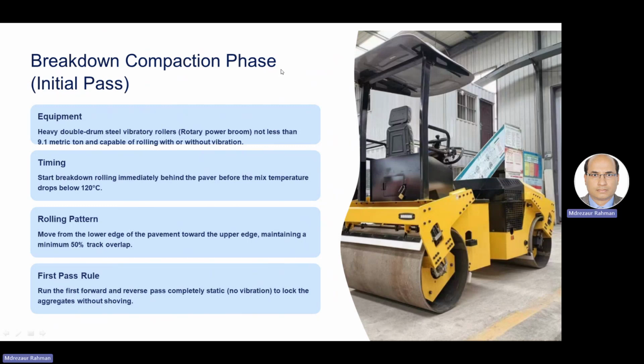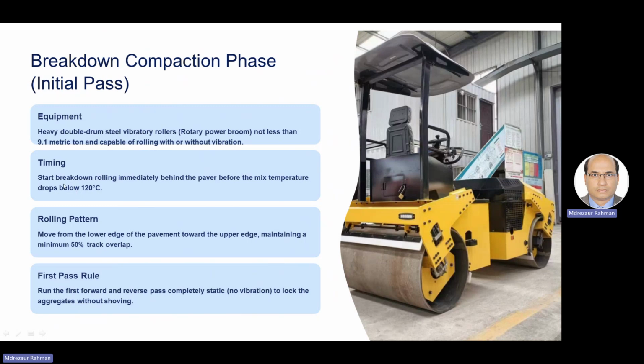First stage is breakdown compaction, the initial compaction. This ideally should be by rotary drum roller. As per specification, minimum should be 9.1 metric ton. But at site, I believe 20, right? Yes, they are doing 25, but as per specification, we have to follow.